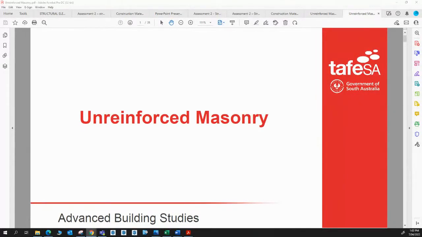So I've done the unreinforced masonry for this week. So then on our first week back, we'll be looking at unreinforced masonry construction details, and then looking at internal linings, and then for construction methods looking at internal linings, insulation, etc. So I've chosen to just mix things up just a little bit there.